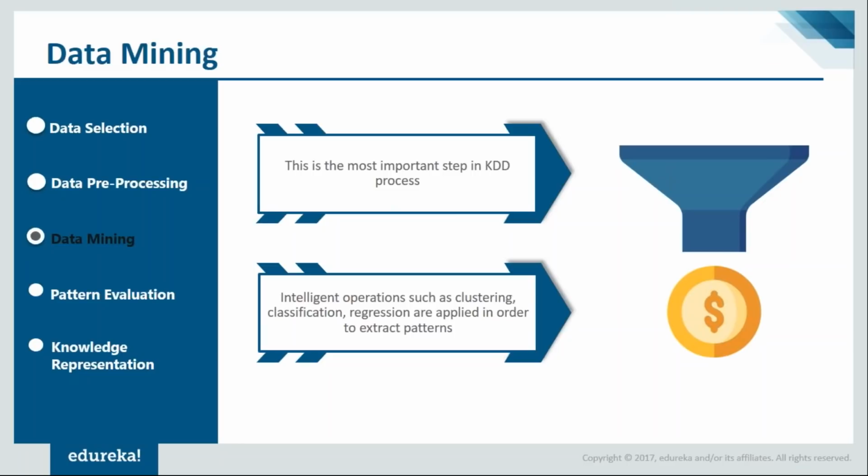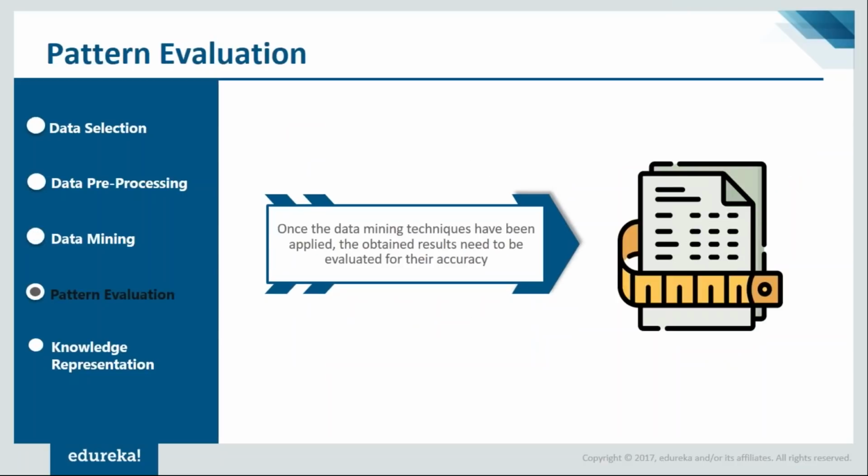Now it's time for the most important step in the KDD process, which is mining of data. You already know what is data mining. Now let's understand how we can do it. Data mining is applying intelligent operations such as clustering, classification, regression, and so on. We apply these intelligent operations and extract patterns. So we've applied intelligent operations, we've obtained patterns.